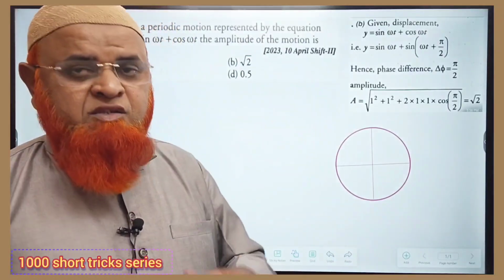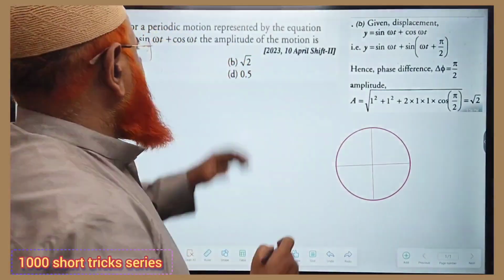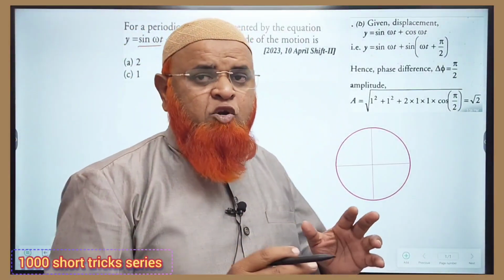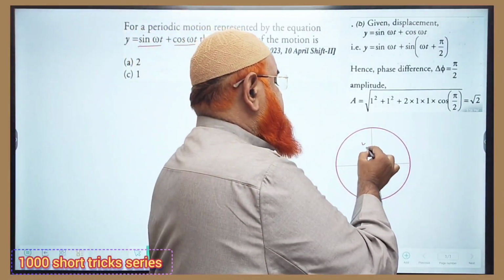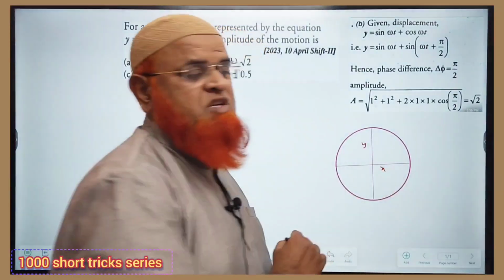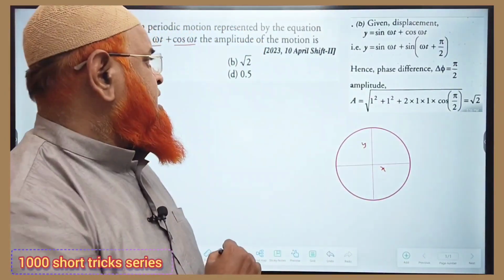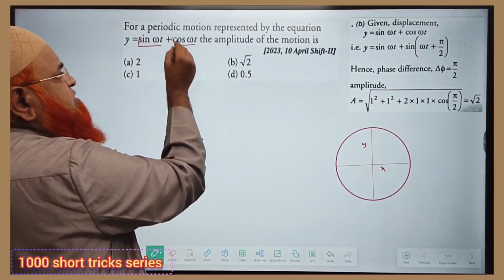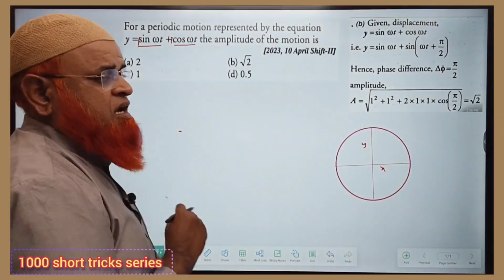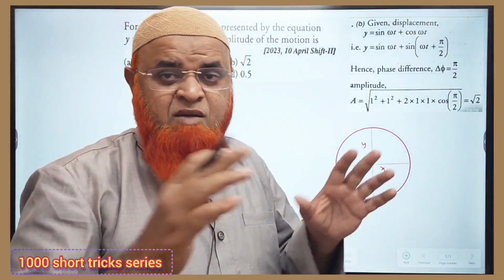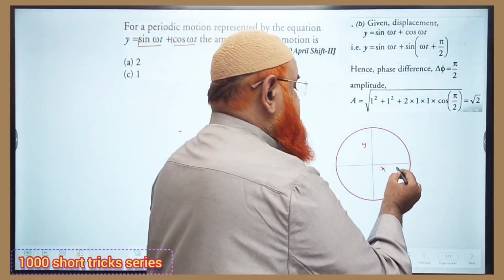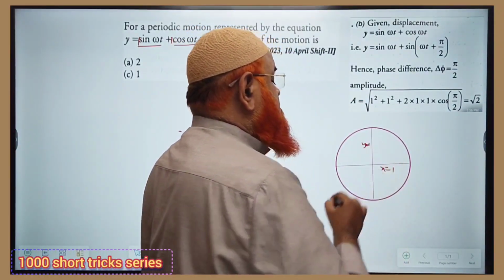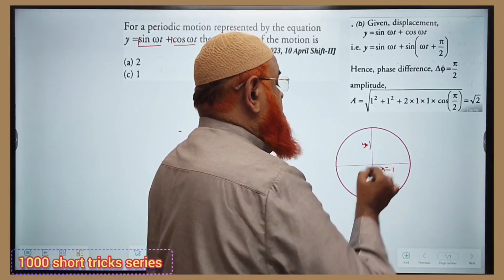For that, what you have to do is, you just see here sine omega t and cos omega t. You all know sine omega t means it comes under the y-axis, and cos omega t means it comes under the x-axis. And if you observe the coefficient of sine and cos, nothing is there. Nothing there means 1 is present. Here also 1, here also 1. That means the amplitudes along the x-axis and y-axis are going to be 1. You can consider x equal to 1 and y is also equal to 1 here.